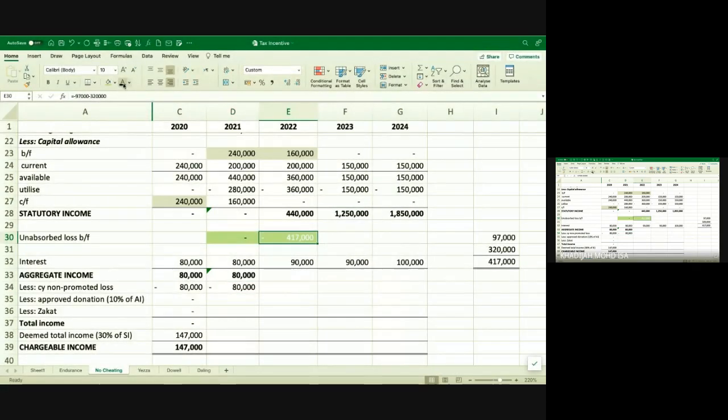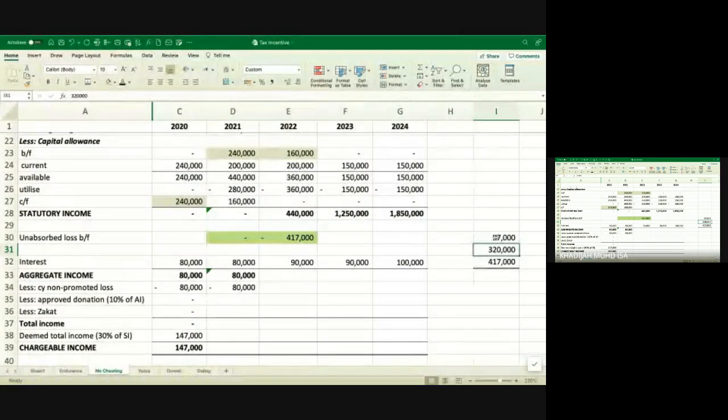So that's how in 2022, first you have the brought forward from YA 2020, not utilized in 2021. Now you carry forward to 2022. But then you also have the other 320, which is from your business too, right? Then the balance is 320. You add together. That's how you get the loss of 417,000. Understand?